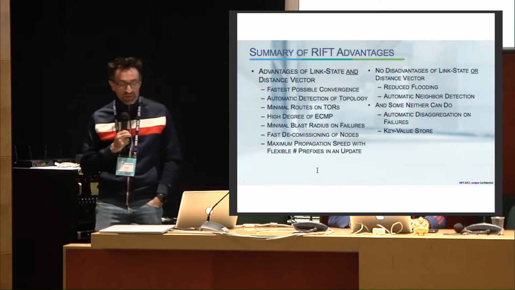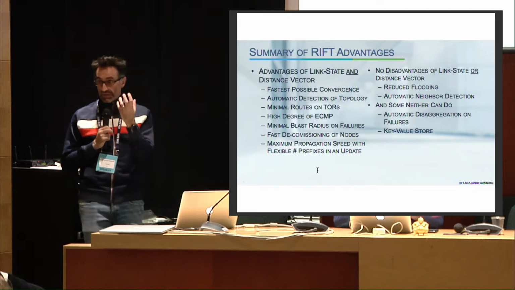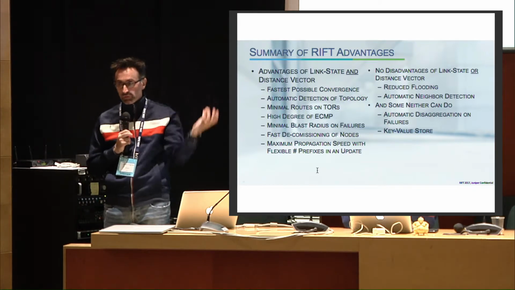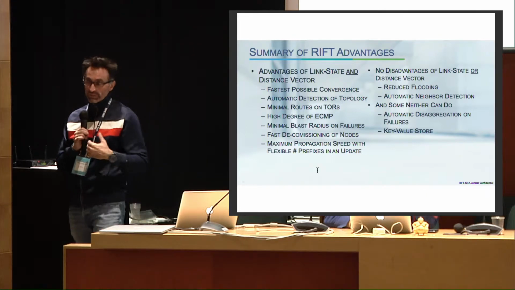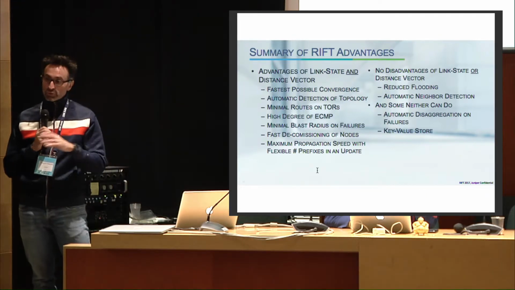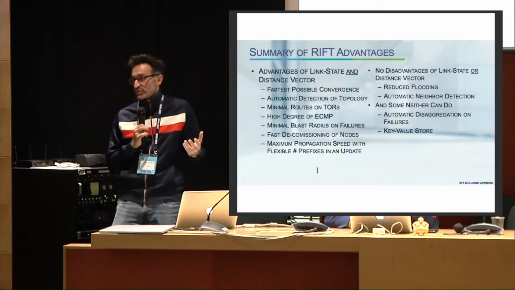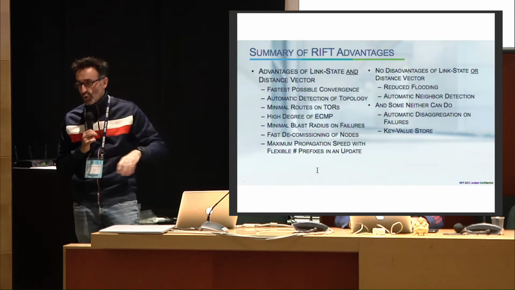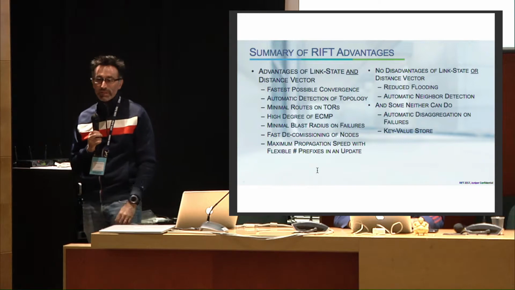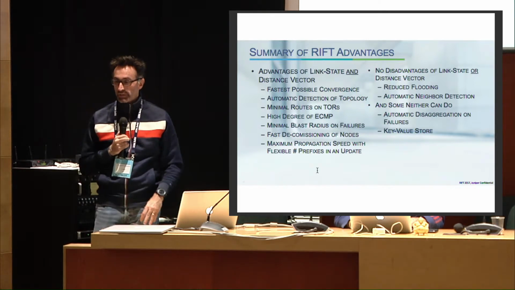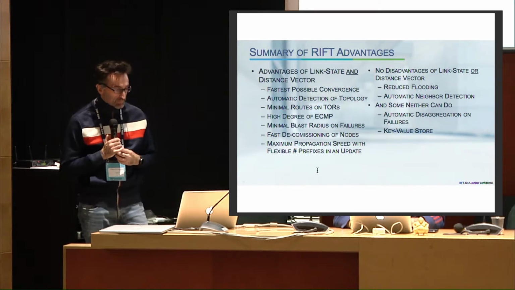There is an automatic detection of topology because north information are carried everywhere. So all the routers have basically the view of the whole topology. There are minimal routes on ToR because indeed, if everything is working, ToR will see just the default route. And of course, the prefixes that are local to the ToR. The ECMP is automatically handled.